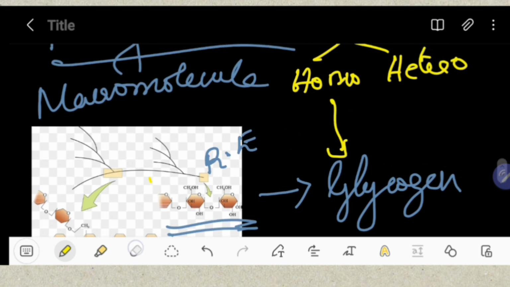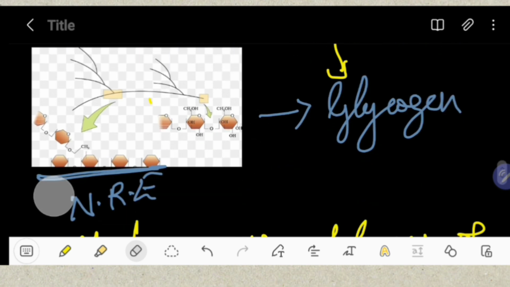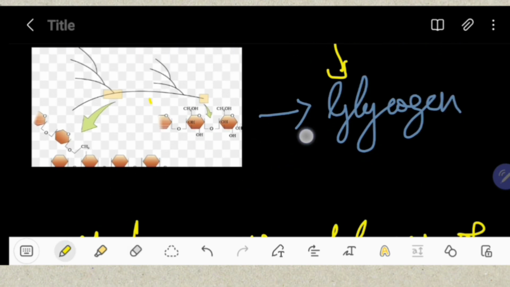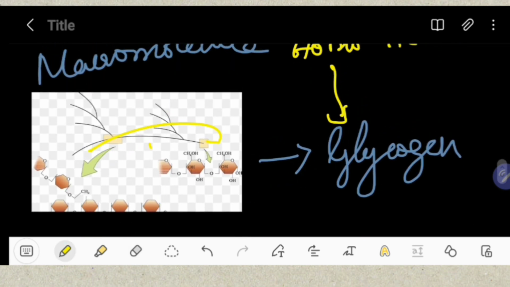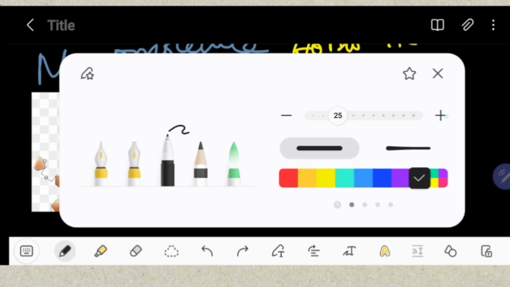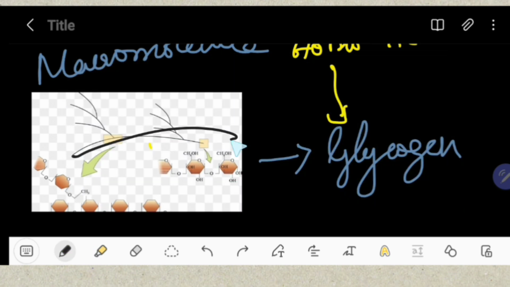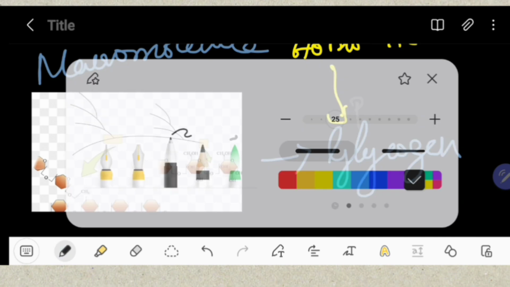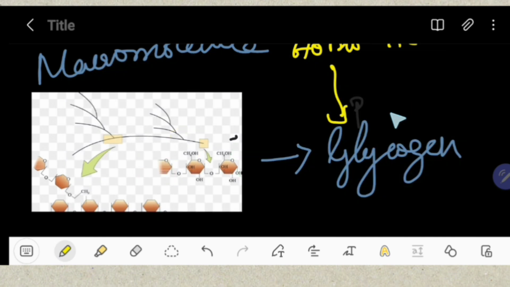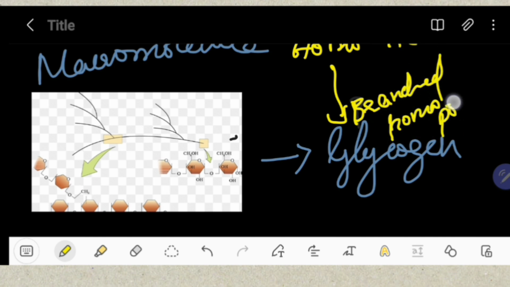The thing is that just the differences, I just erase it and I will show you. The differences, see, can you see the branching? The branching can be clearly seen. This branching is what makes it different from cellulose. It is a branched homopolymer.